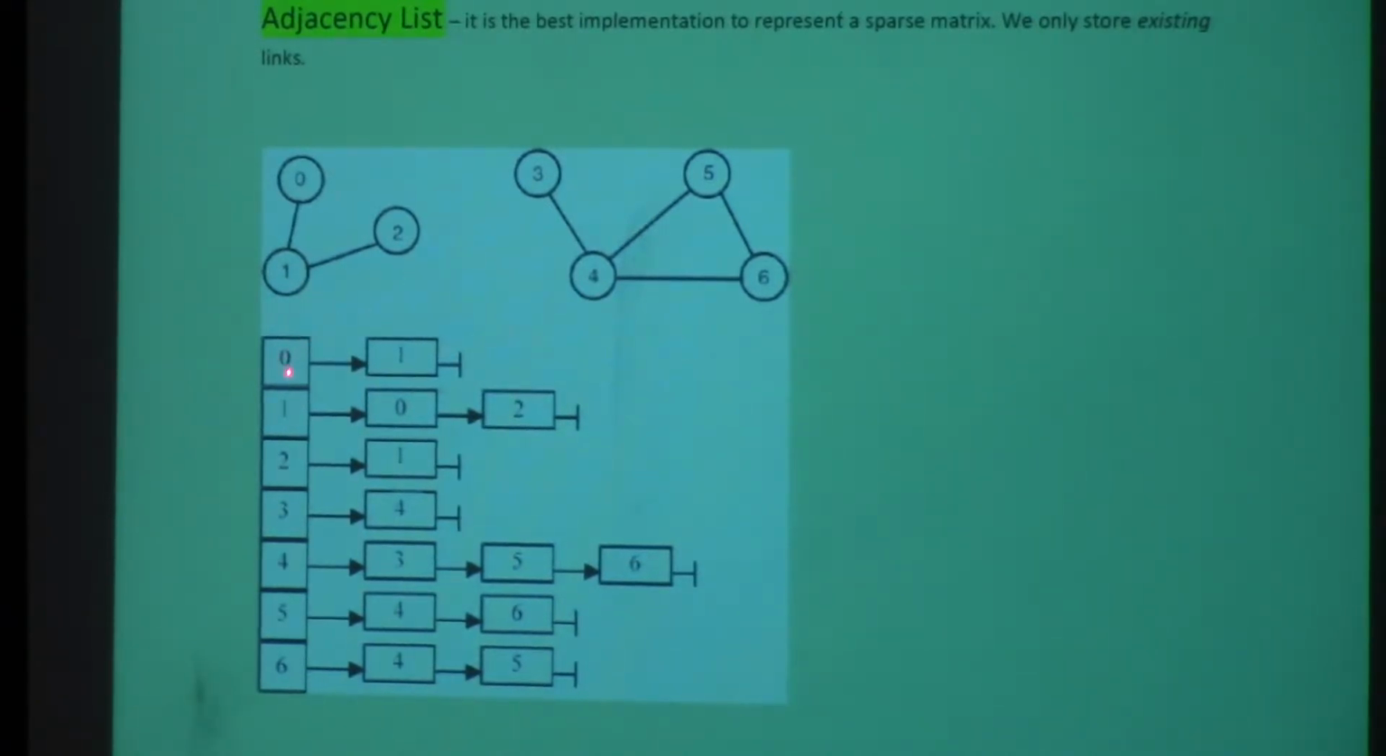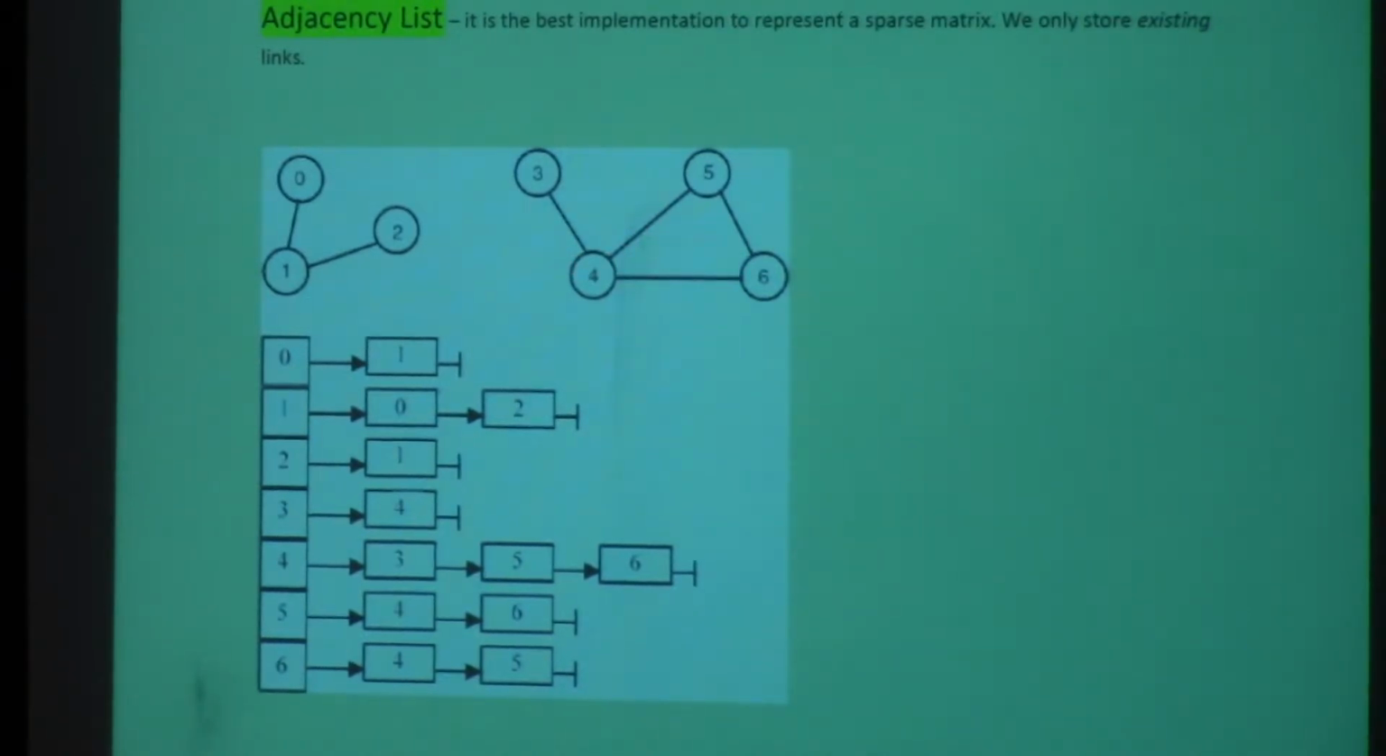Now all the vertices are in a vector or a sequence, and then we're going to have a linked list of all of the vertices who are my neighbors that I can get to. So if you look at 4 here, and 4 goes to 3, goes to 5, goes to 6, it means that the vertex 4 has a direct connection to 3, and a direct connection to 5, and a direct connection to 6. So you can see 4 goes to 3, 5, and 6. Right here in this diagram, 4 goes to 3, goes to 5, goes to 6.